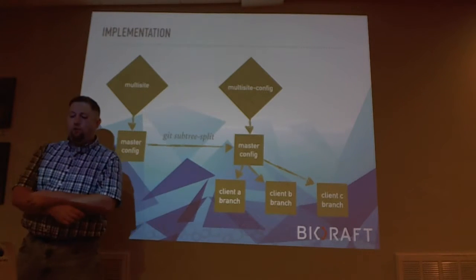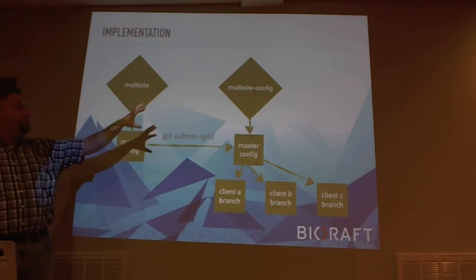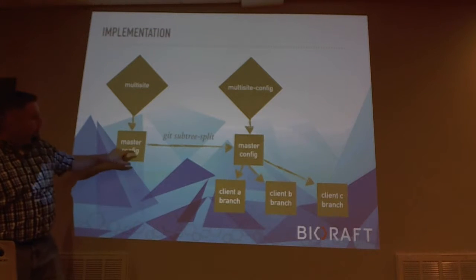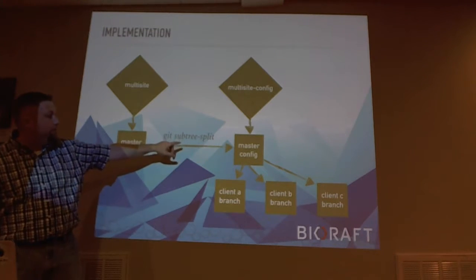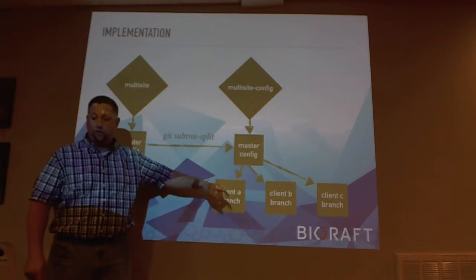But basically, it kind of looks like this. So again, you've got your multi-site repository with a master configuration. Then you've got, so this is your code repository. You've got your configuration repository. You're mirroring your master config over using git subtree split. And then from there, your master configuration has branches for each of your clients. Okay?